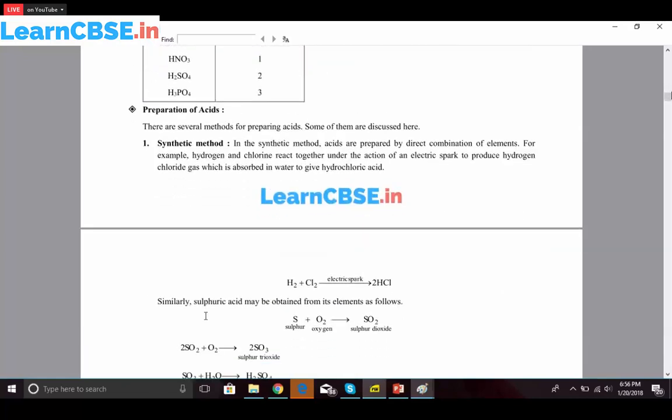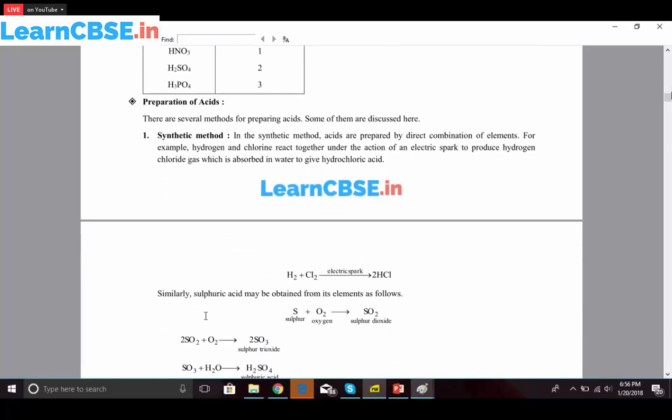Now the next one is the preparation of acids. How can we prepare acids? Synthetic method. Acids can be prepared by the direct combination of the elements. For example, if you want to prepare HCl, there are two atoms present in HCl, one is hydrogen and the other is chlorine. So hydrogen gas we have to react with chlorine gas under the action of an electric spark. It will produce HCl gas.